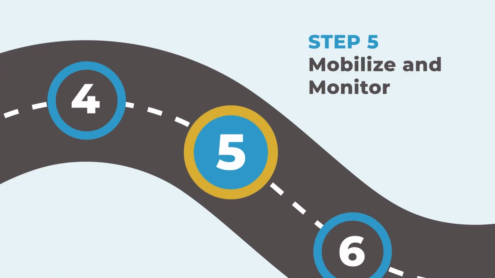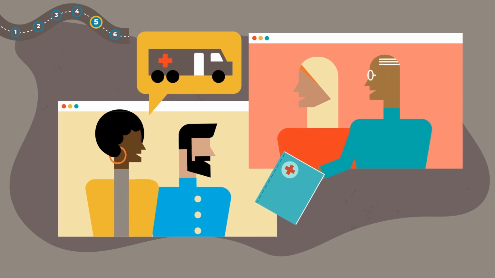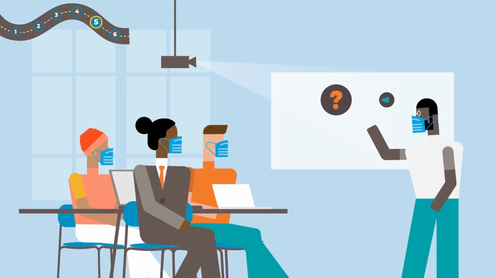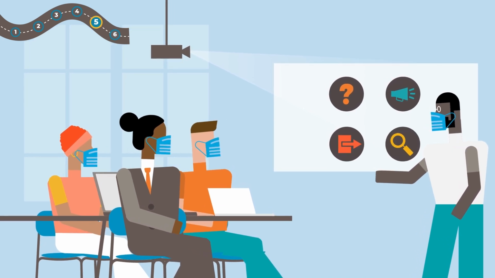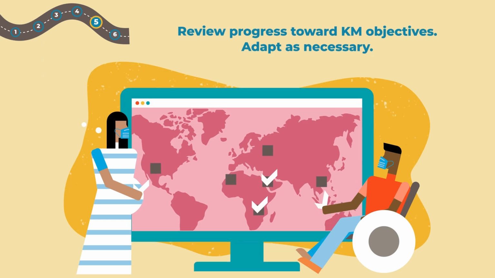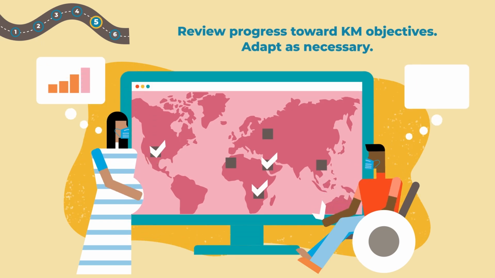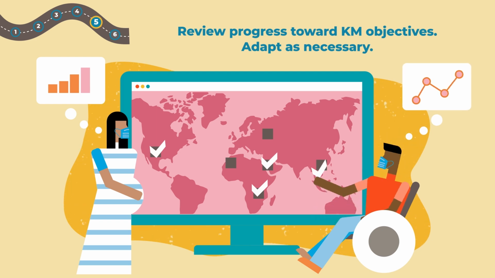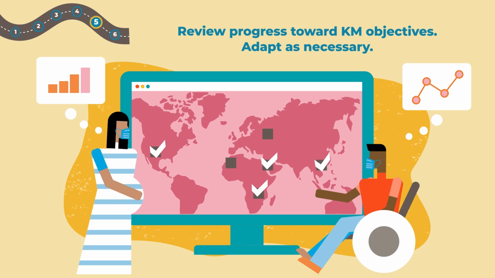Step 5. Mobilize and implement the KM initiatives and then monitor them for effectiveness. To keep a close eye on what is and isn't working well, set up routine meetings and monitoring methods to assess your KM activities. Then, over time, review progress towards your KM objectives. In an emergency, monitoring activities should be simple and streamlined to ensure rapid collection of information that will enable quick decision-making. Based on this information, you can adapt your KM activities as needed to enhance the impact of your work.